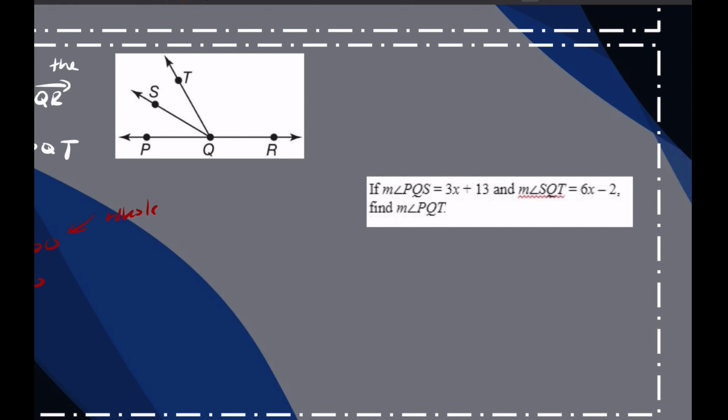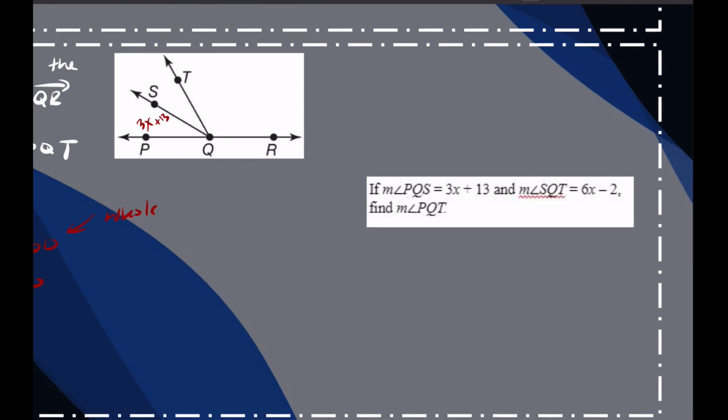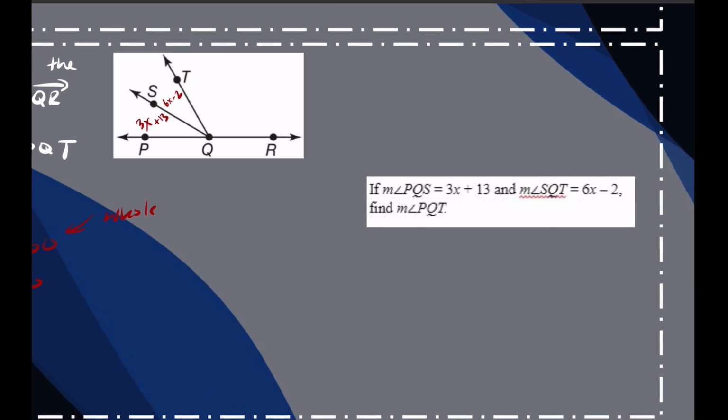Alrighty, so let's go ahead and do the next problem. It says if measure angle PQS is 3x plus 13. So where's PQS? PQS is right here. So angle PQS, that's 3x plus 13. And then measure angle SQT. SQT is right here. Angle SQT, that's 6x minus 2. And then this whole thing here is measure angle PQT.